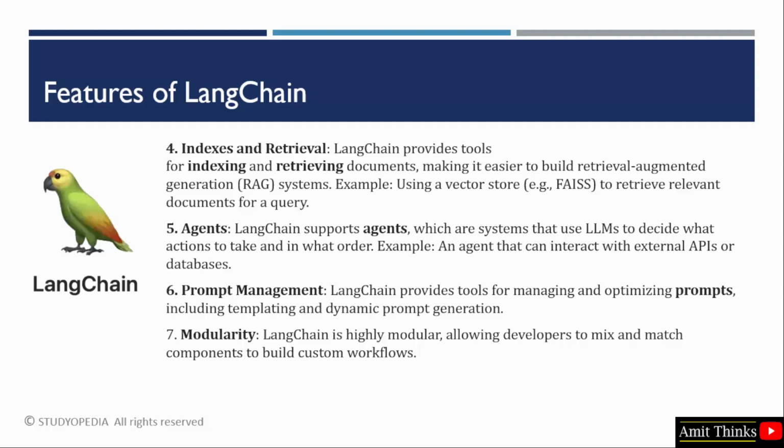LangChain also supports agents that are systems using LLMs to decide what actions to take and in what order. Like an agent to ease the sales work, an agent that can interact with external APIs or databases. LangChain also provides tools for prompts so that you can easily manage and optimize prompts. LangChain is modular, that allows developers to mix and match components so that custom workflows can be easily built.